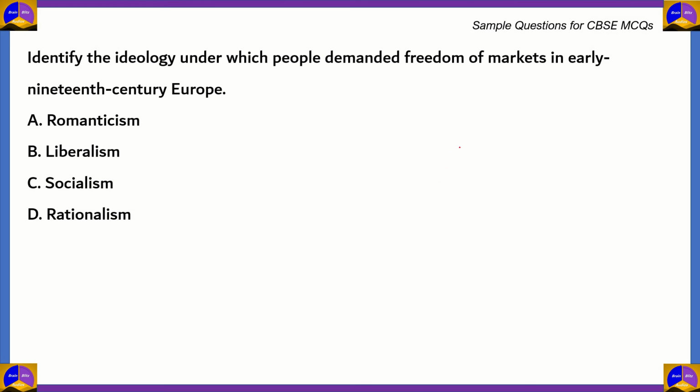Now, this is the final question of this episode. This is again from chapter 1, the rise of nationalism in Europe. So as you can see, we have questions regarding details which are embedded deep in the chapter. So therefore, it's very important to study the entire chapter and particularly details inside each of these chapters. Identify the ideology under which people demanded freedom of markets in early 19th century Europe. Romanticism, liberalism, socialism, rationalism.